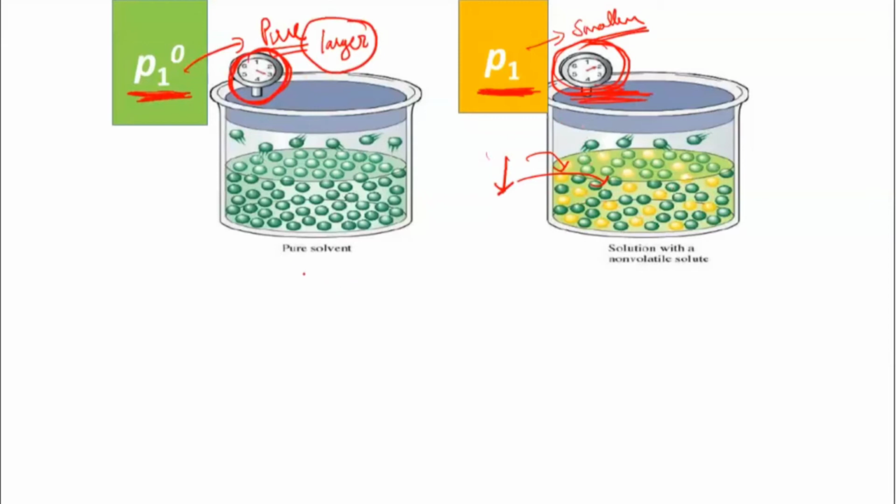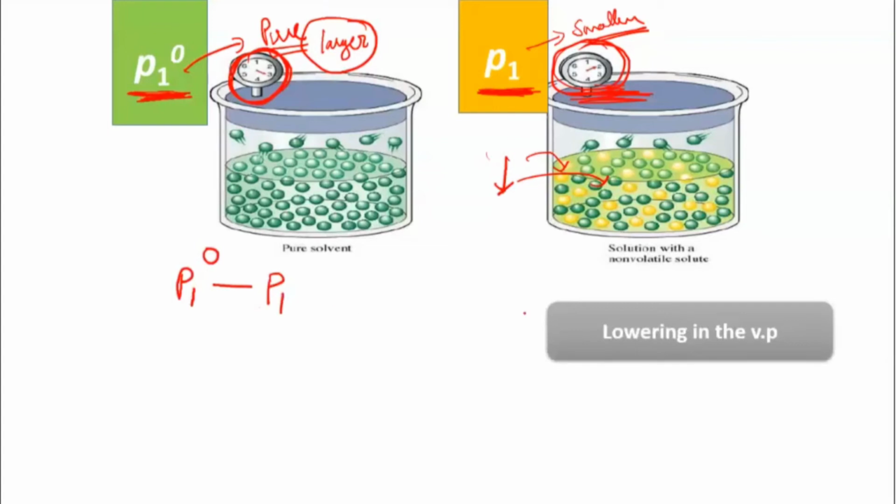Now if you are taking the difference, if I want to find out how much decrease has happened, then what will I do? I will take the initial value of the vapor pressure minus the vapor pressure value I have got for the solution. So we will do P1 naught minus P1. Whatever value you get, that will be called the lowering in the vapor pressure. This is called lowering, meaning the decrease which has happened after adding the solute.